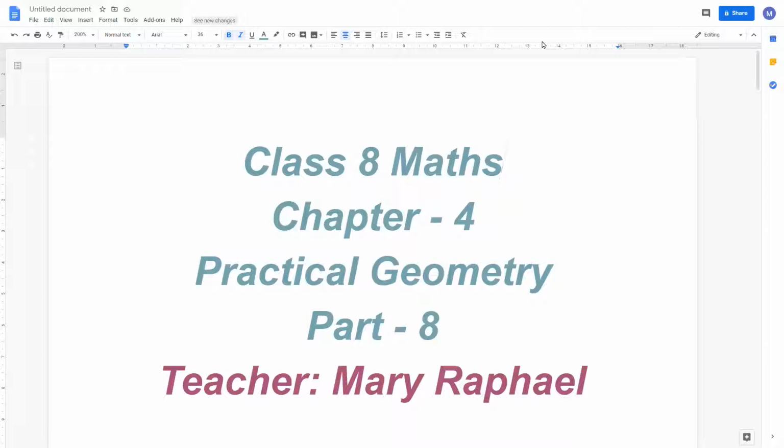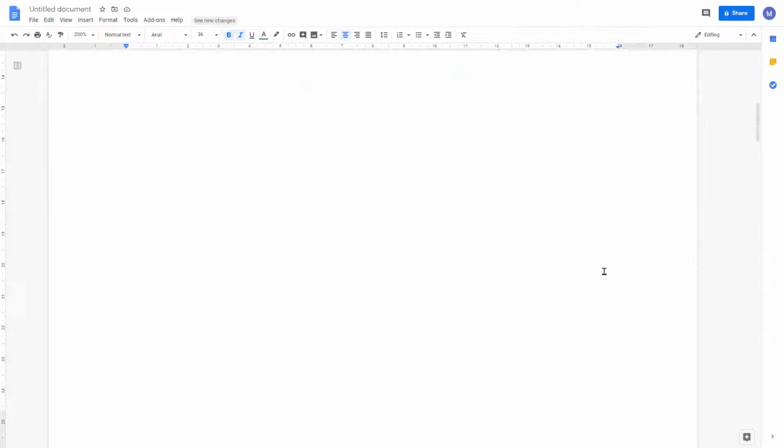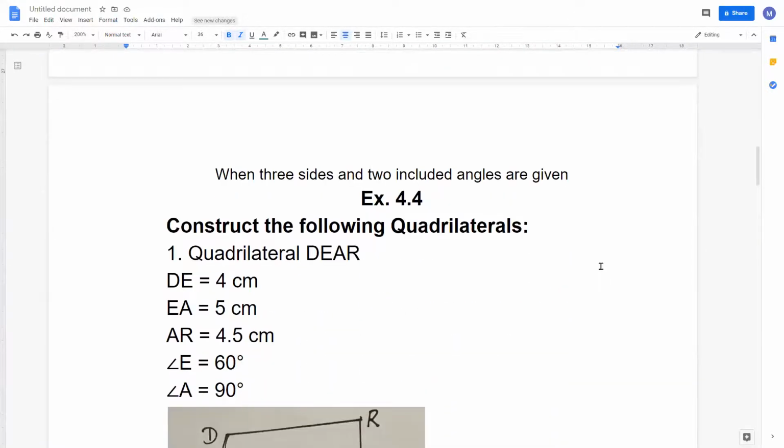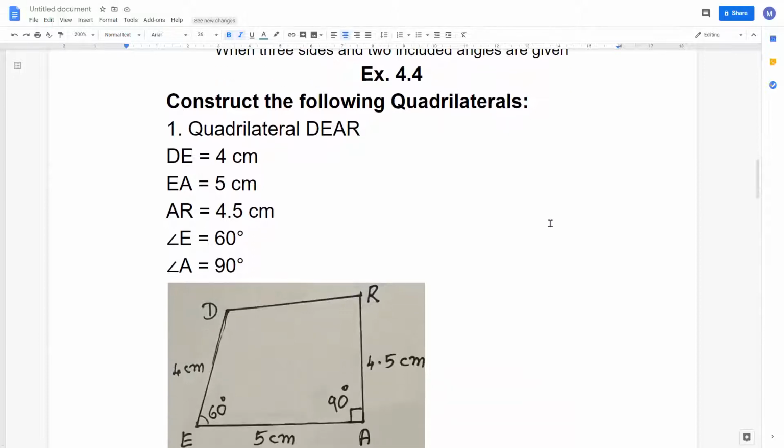Today we are going to do the next type of questions, that is, when three sides and two included angles of a quadrilateral are given, how to construct the quadrilateral? That is, three sides and two included angles are given, then how to construct the quadrilateral that we are going to learn today. I am explaining the first question of exercise 4.4.